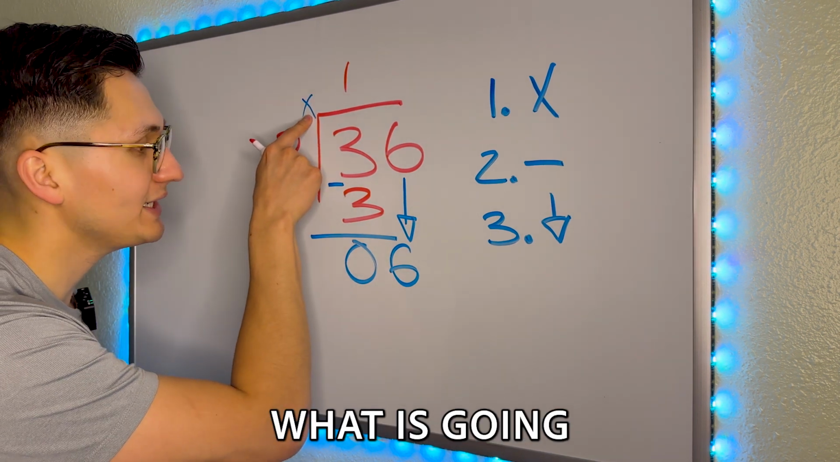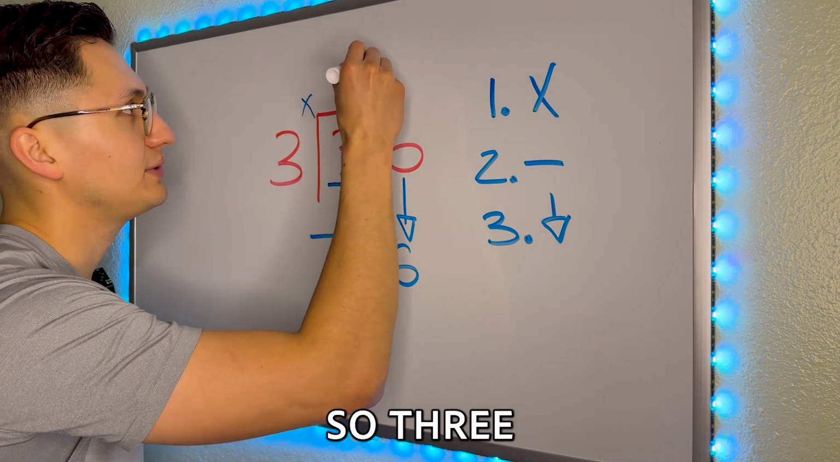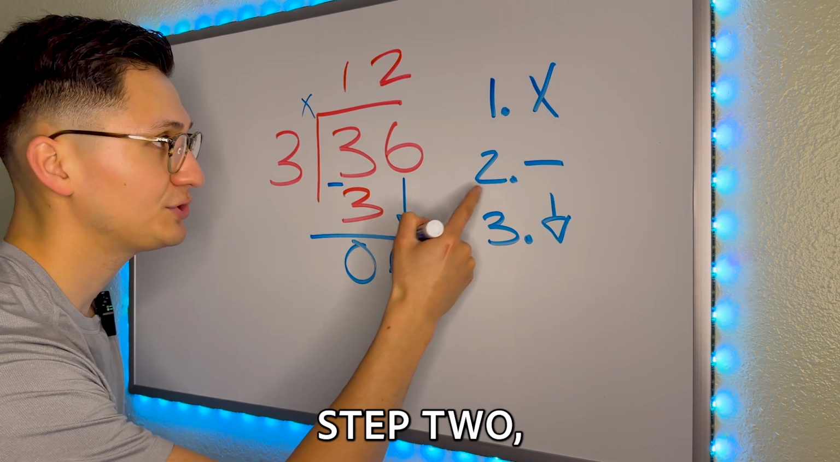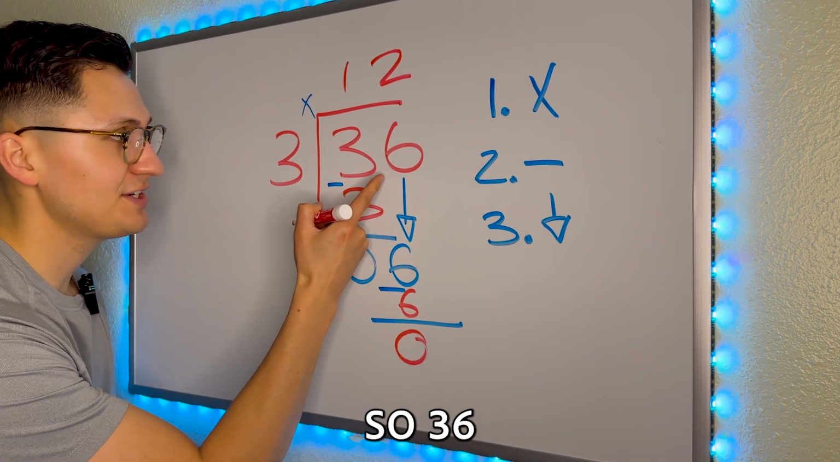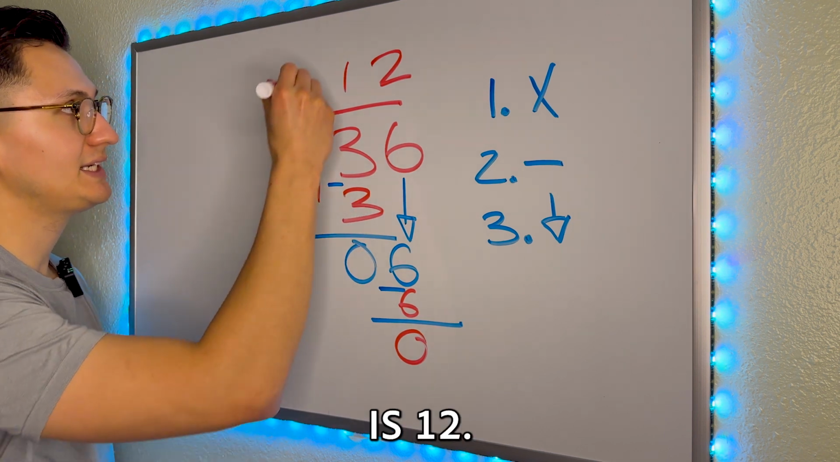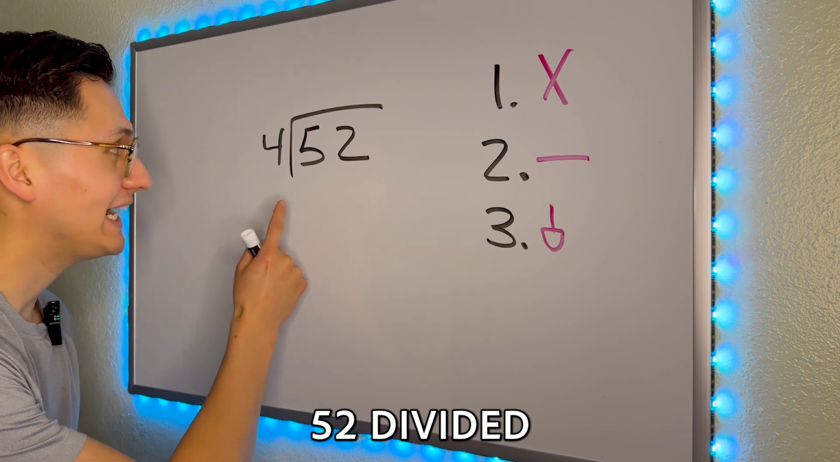3 times what is going to give us 6? 3 times 2. So 3 times 2 is 6. Step 2, we subtract and we get 0. So 36 divided by 3 is 12. Now we have 52 divided by 4.